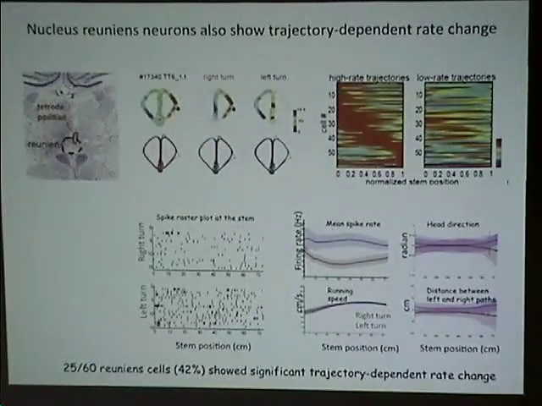What about theta modulation? Very weak, but it is present, which is perhaps not so surprising, because I think the reuniens again receives input from the supramammillary nucleus.